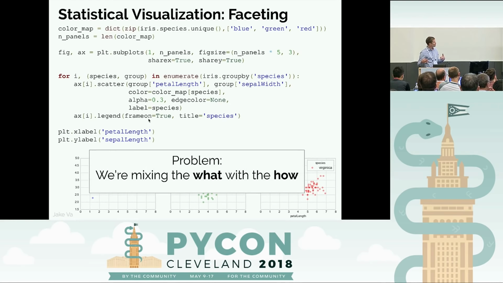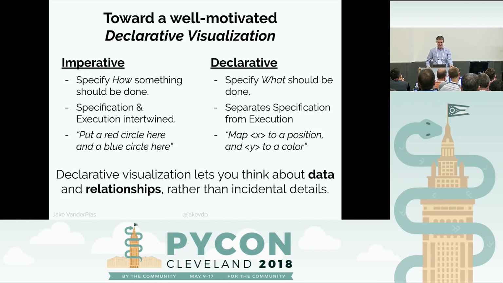And so the fundamental challenge here is that with the Matplotlib API, we're mixing the what and the how. We're mixing what we want to do with the mechanics of how we're going to do it: drawing axes, drawing points, drawing plots. And so this is the divide that motivates where Altair comes from.